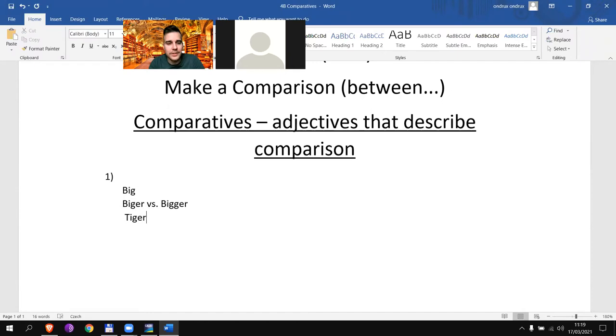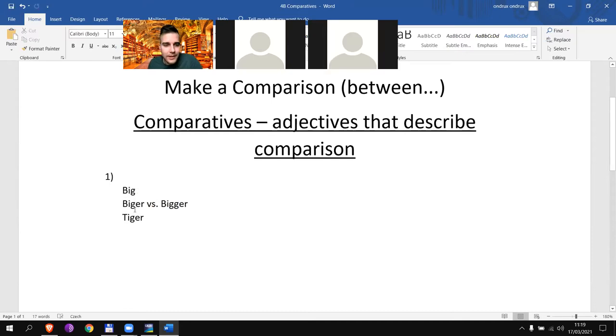Okay, so how would you read this word? Daniel, can you try to read this word? Tiger. So how would you read this word? Bigger. No, you read this word now. Okay. So tiger, biger, right? Okay. Biger doesn't exist in English. So this is the first problem.